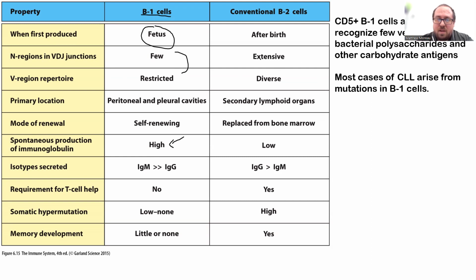important because after birth, again, this takes time, but you do eventually get conventional B2 cells, and these are the type of B cells that you specifically think of as B cells because they have very directed isotype switching based on the type of infection. And this is because they require T cell activation and can undergo hypersomatic mutation in order to develop memory.